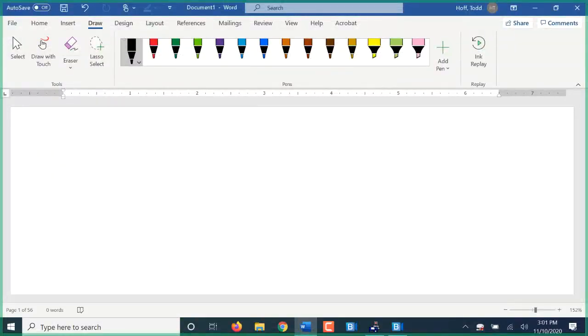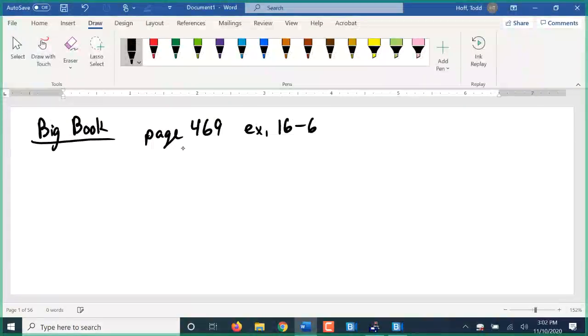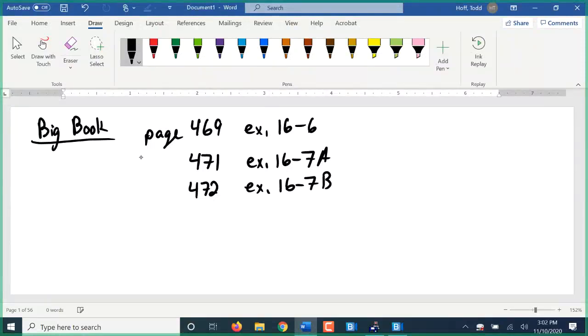So for right now, I want you guys to work on graphing in the big book. Page 469, exercise 16-6. Page 471, exercise 16-7A, and page 472, exercise 16-7B. Looking at more graphing lines using slope and y-intercept. So I'll give you guys the last 16, 17 minutes here to get started on that. I'll be on the network here to answer questions if you need me to.